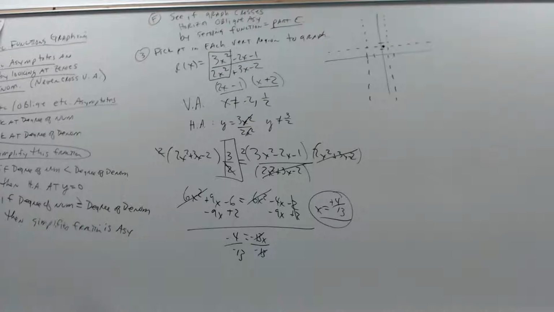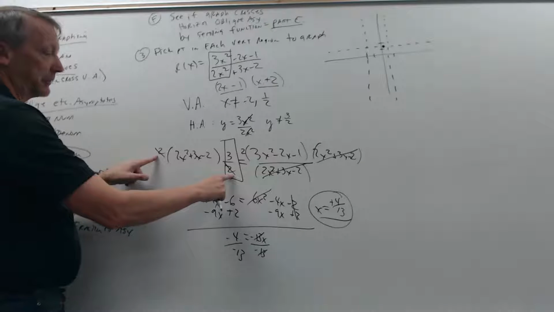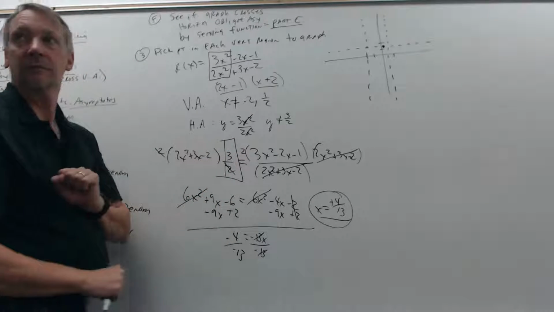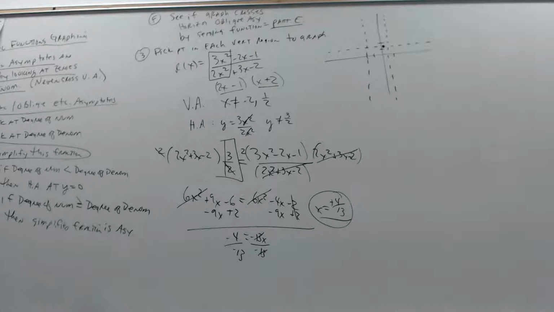Can we go back to how you got rid of the 2 on the bottom? So I multiplied both sides by 2. Oh, okay. Okay. So this is a weird one that actually crosses.